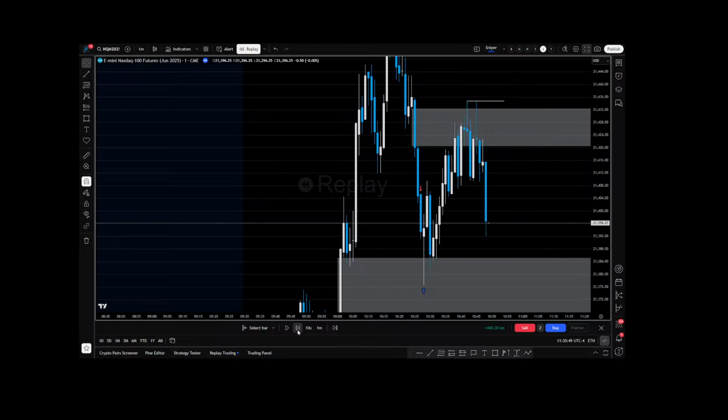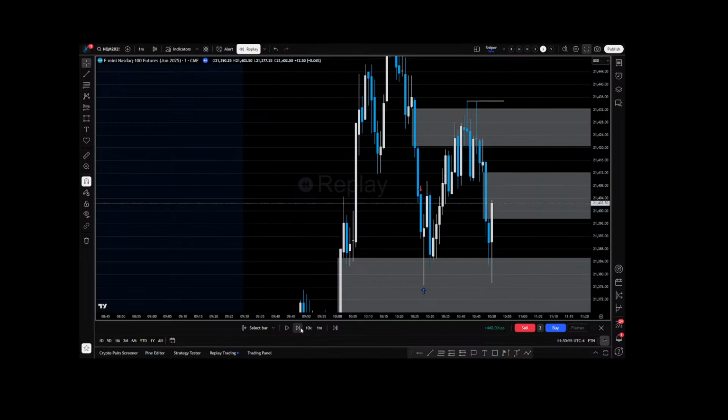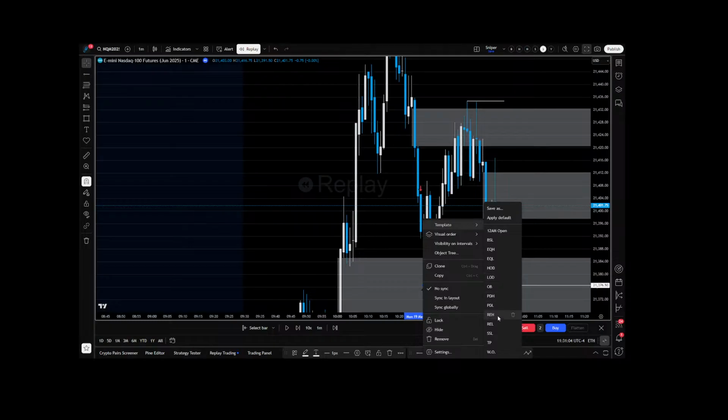Okay, a bit of displacement to the downside. Again, back in this bullish 1 minute. Relative lows just formed here, so I'll mark these out. These are quite obvious.